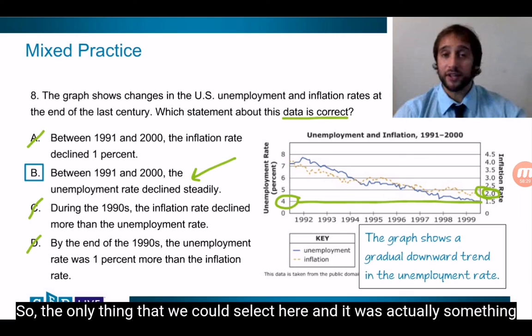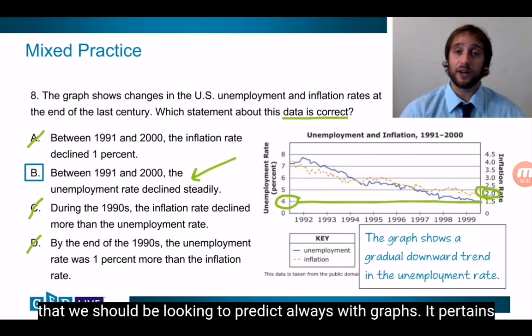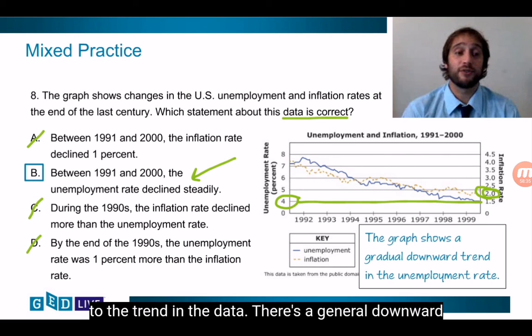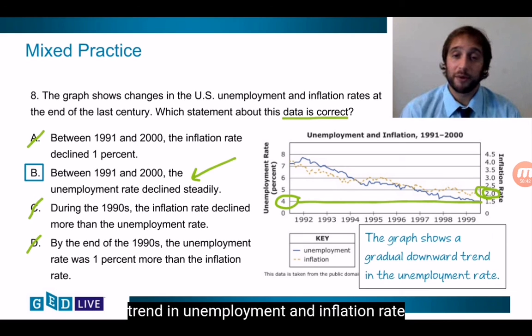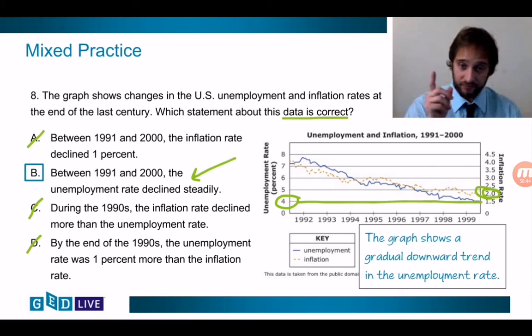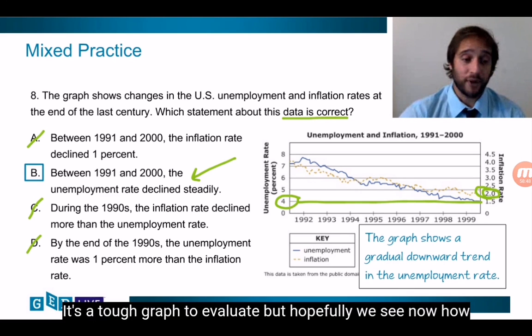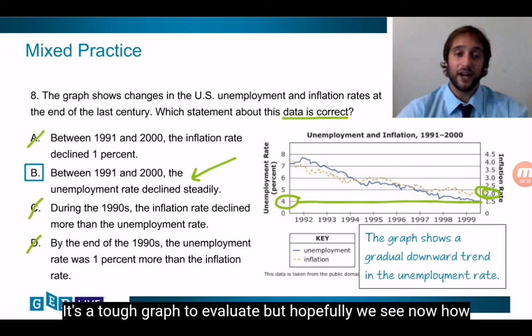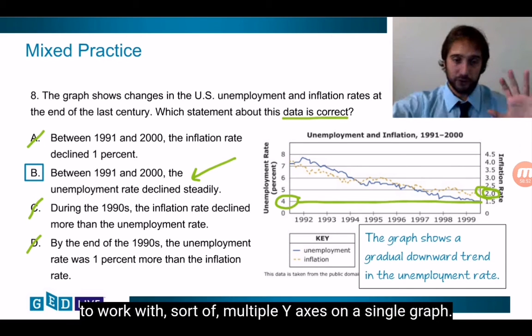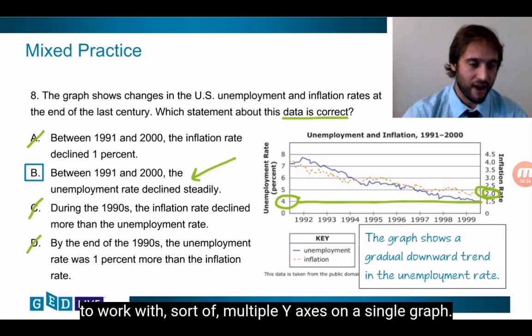So the only thing that we could select here, and it was actually something that we should be looking to predict always with graphs, it pertains to the trend in the data. And there's a general downward trend in unemployment and inflation rate in this decade. Nice work. That's a tough graph to evaluate, but hopefully we see now how to work with multiple y-axes on a single graph.